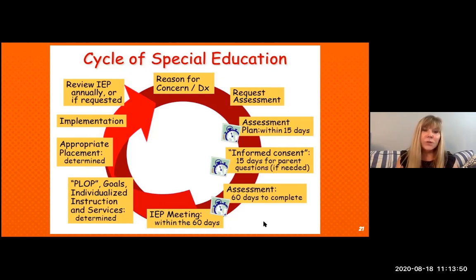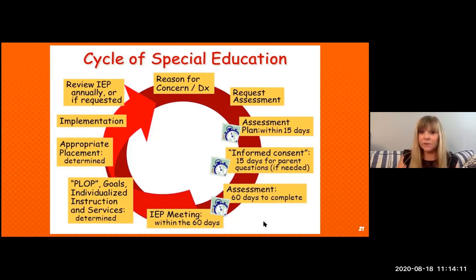Regardless, we need to respond to the parent within 15 days of receiving that referral. And normally we would move forward with an assessment unless there is very, very clear reasons and data to support that the student should not be assessed.